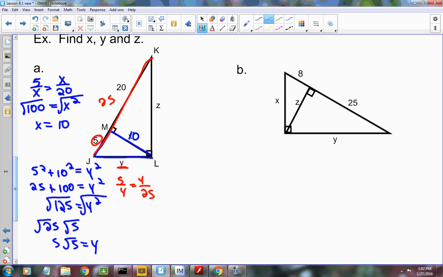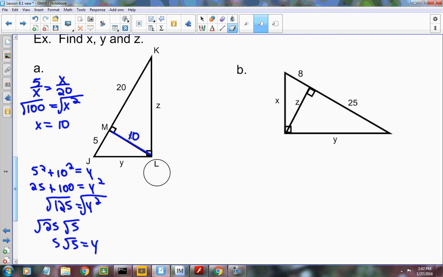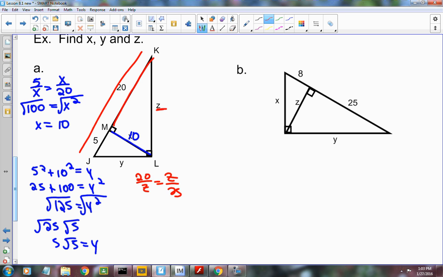Let's do the other one as geometric means, the Pythagorean theorem. How would we find z using geometric means? Z is to 10. No. 20 is to z as z is to 25. Good. Because this is the geometric mean between the closest part of the hypotenuse and the whole thing. Okay? So it's 20 is to z as z is to 25.